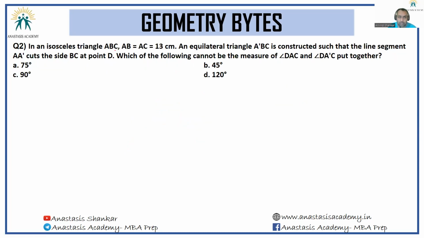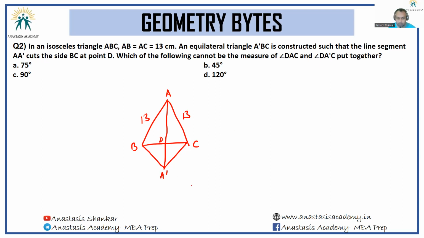Next, in an isosceles triangle ABC, AB is equal to AC is equal to 13. Okay, 13, 13, AB. See, an equilateral triangle A dash BC is constructed such that the line segment AA dash cuts the side BC at point D. Equilateral triangle. Okay. And this is A dash, and the line joining these two will cut it at D. Which of the following cannot be the measure of angle DAC and DA dash C put together?